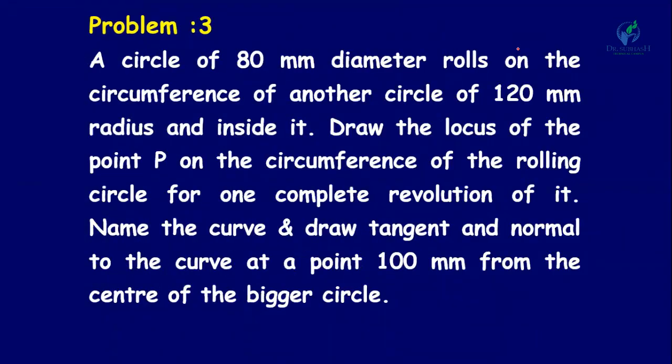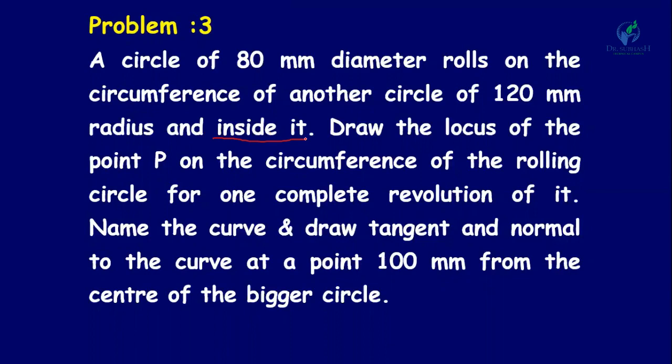Now the next: a circle of 80 mm diameter rolls on the circumference of another circle of 120 mm radius, and inside it draw the locus of the point P on the circumference of the rolling circle for one complete revolution of it. Name the curve and draw tangent and normal to the curve at a point 100 mm from the center of the bigger circle. Here the circle is rolling inside the other circle, so this curve is known as a hypocycloid.